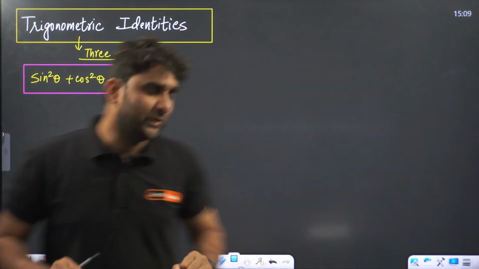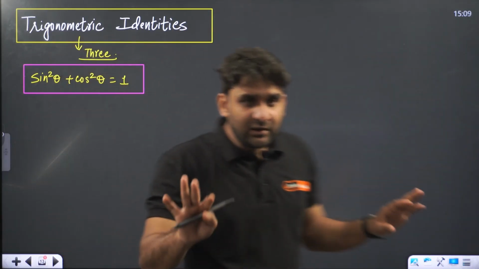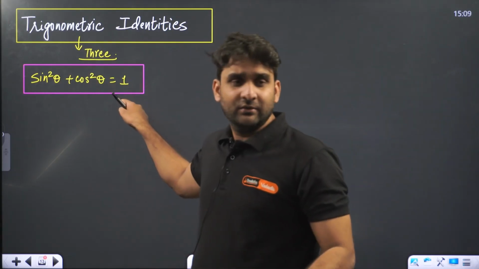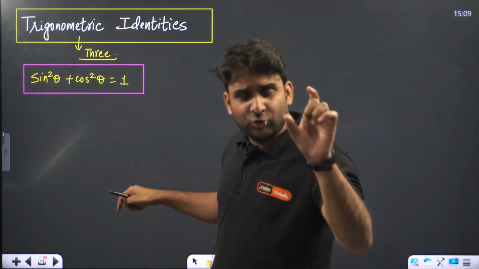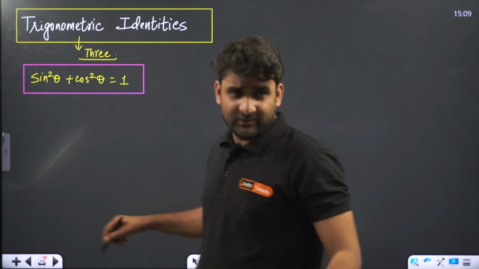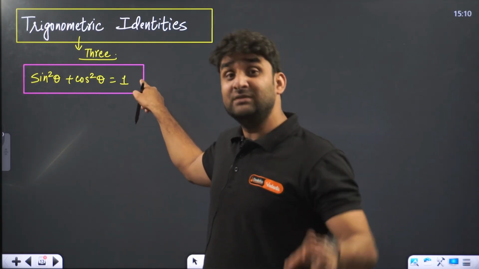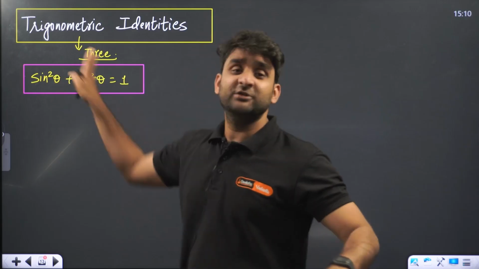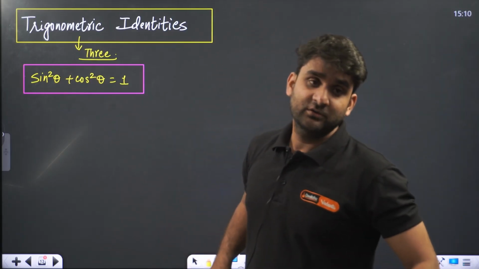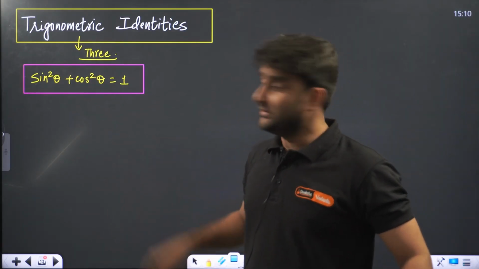And my dear students, this is not a single identity. It contains so many things. In some questions, sine square theta plus cos square theta can be replaced by 1. And in some questions, 1 can also be replaced by sine square theta plus cos square theta. Right? So it contains so many things.